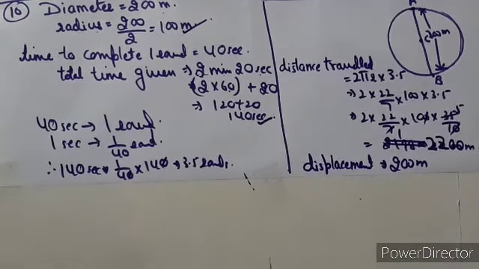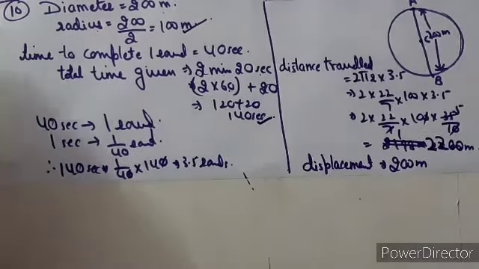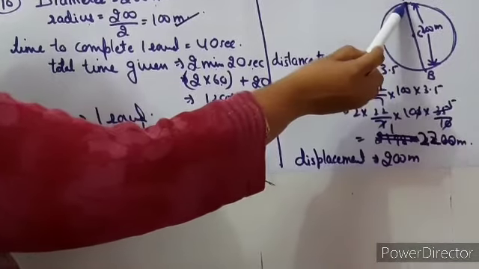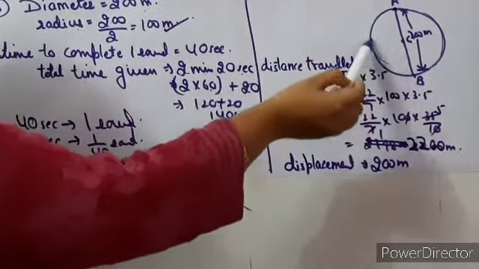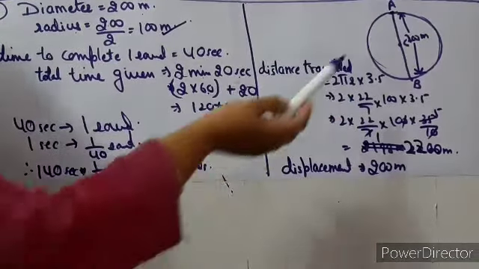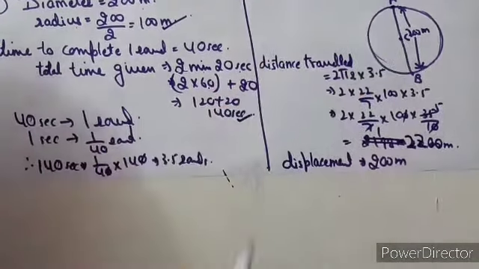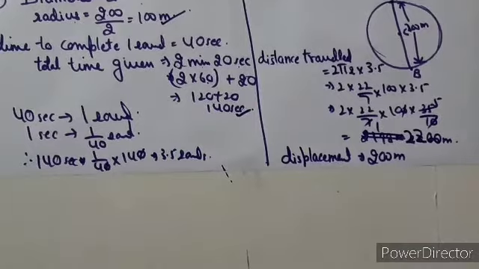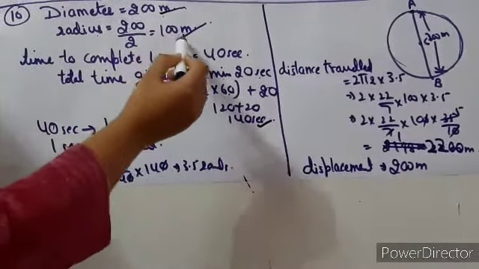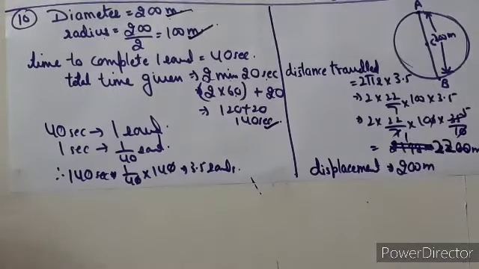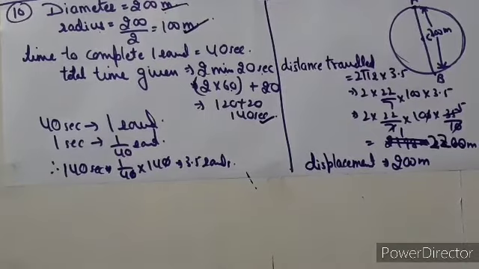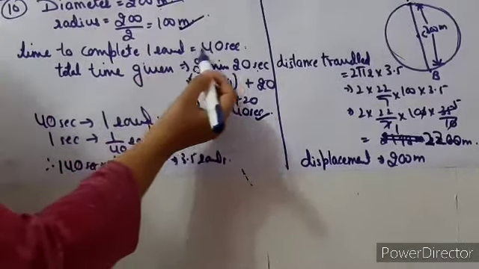So the track which the athlete has to cover. Let's see the track first. This is the track. The athlete started from A and covered this track in 40 seconds. One round is completed in 40 seconds. And the diameter of the track is given to you as 200 meter. Okay. Now, if the diameter is 200, the radius will be 200 divided by 2, that is half of the diameter. That is 100 meter.